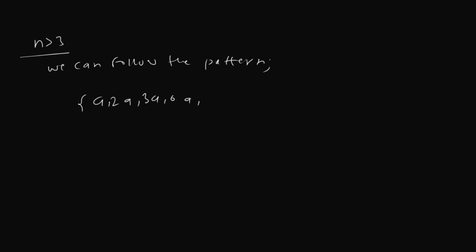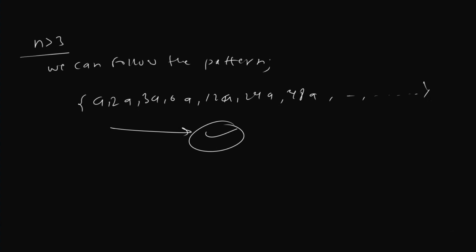So when we have n equals to 3, we can follow the pattern. Take value of a as you desire, as you wish. 2a, 3a, 6a, 12a, 24a, and 48a, and double of this. Okay. So yep, I hope you got the idea about this, and let's write code.